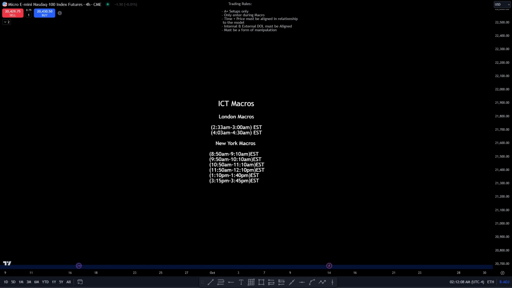And as I'm speaking to people who are getting into ICT concepts and are just learning about this, or maybe you do know about ICT macros, right? Backtest it. Backtest price action in all of these times. Notice how price action moves so efficiently, so quick to the drawn liquidity and its target.